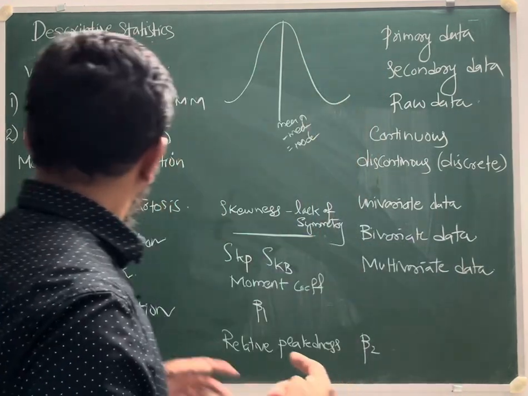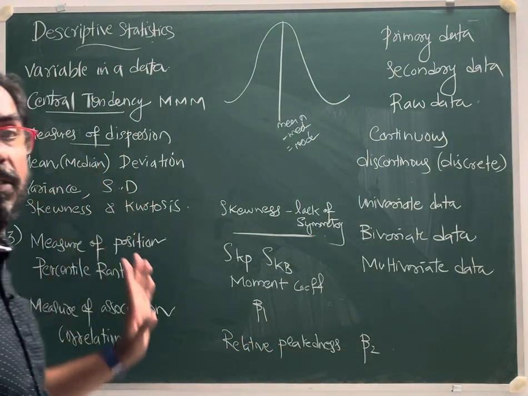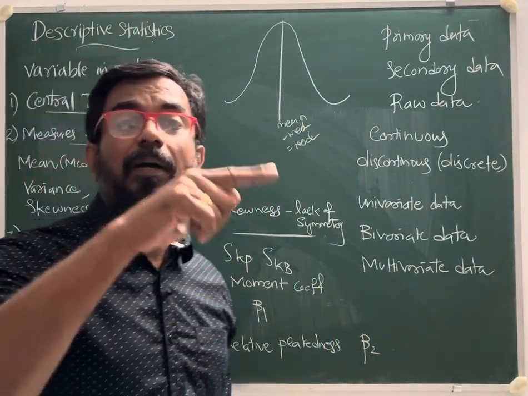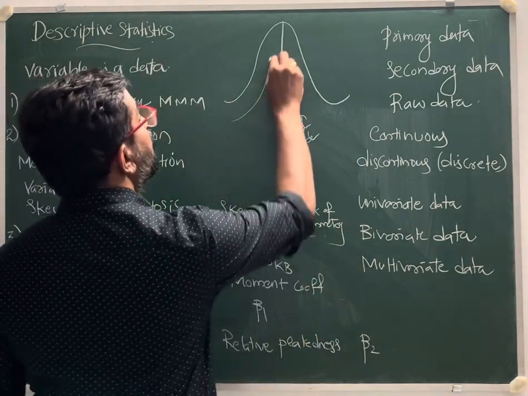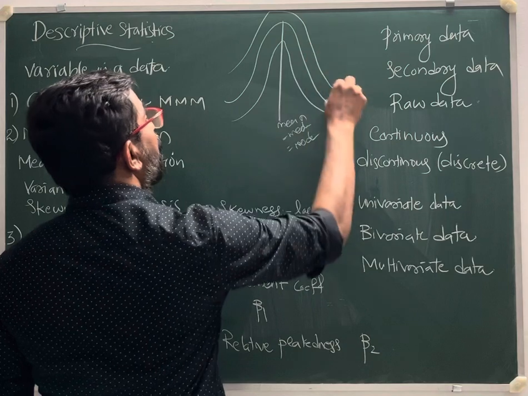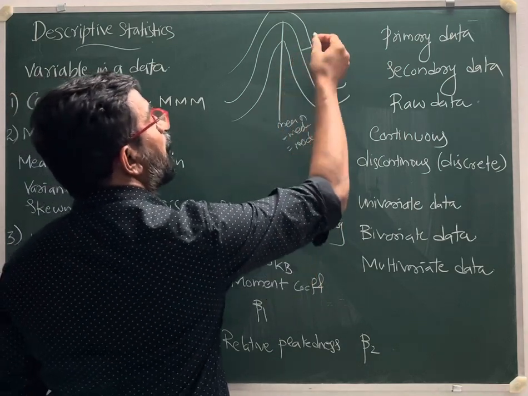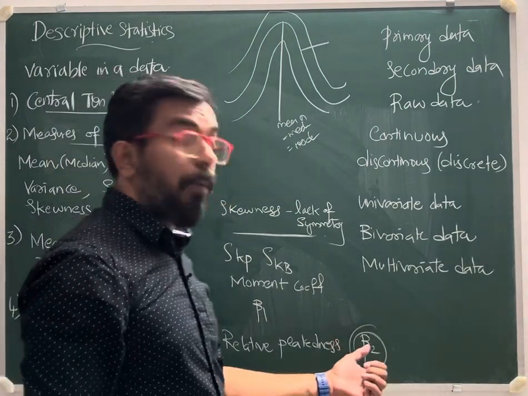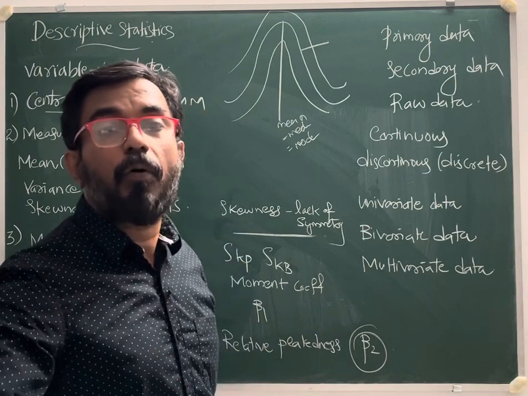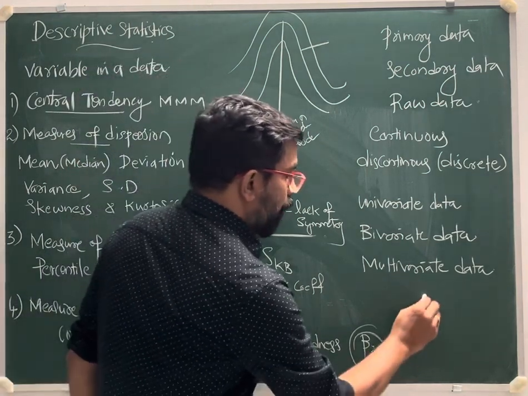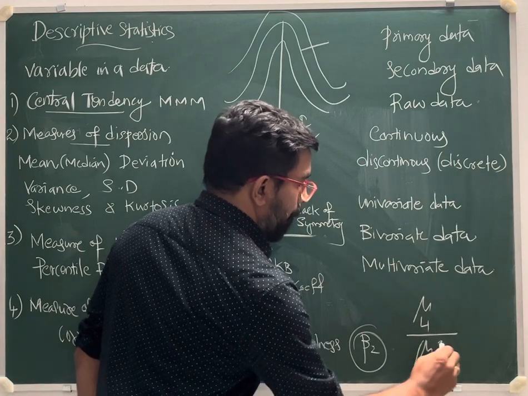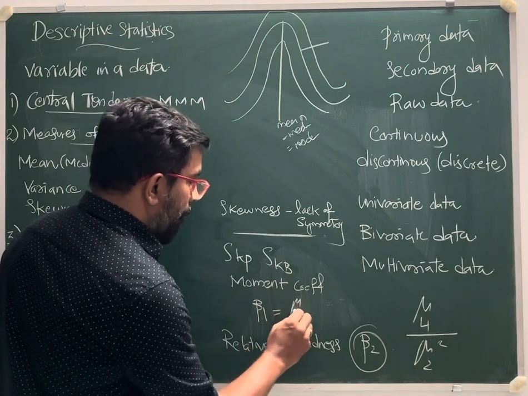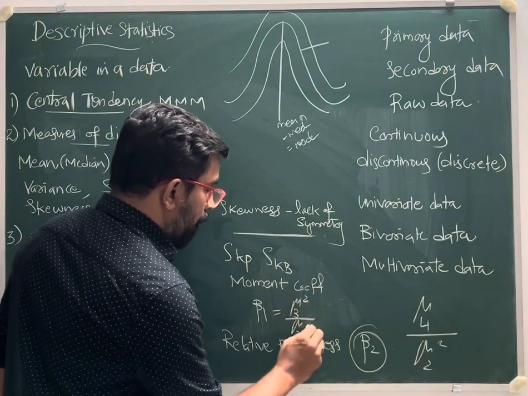Then the other thing that you should discuss here is kurtosis. About kurtosis, we will discuss how relatively peaked the curve is, whether the curve has this much peak or this peak. If it is equal to 3, we will represent it by beta 2. Beta 2 is also moment based. Using moments only we will calculate: mu 4 divided by mu 2 square. This we calculate. And beta 1, I said, is mu 3 square divided by mu 2 cube.